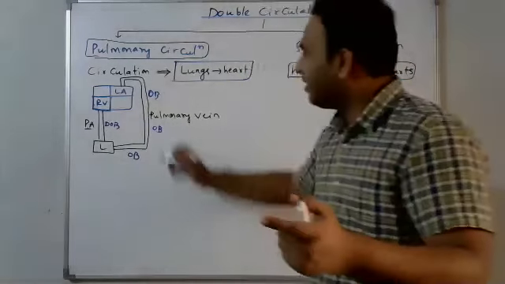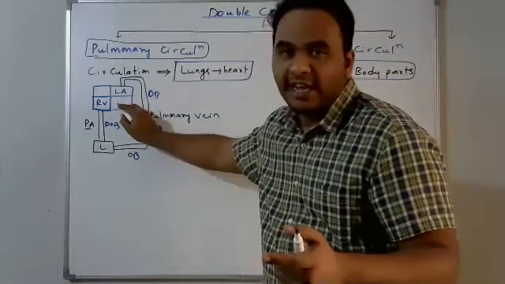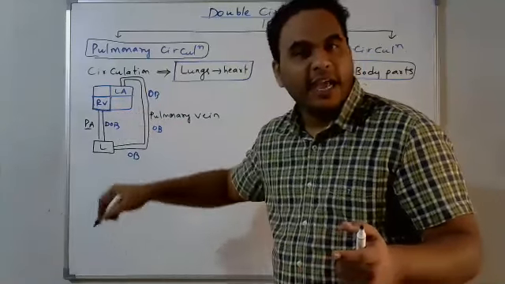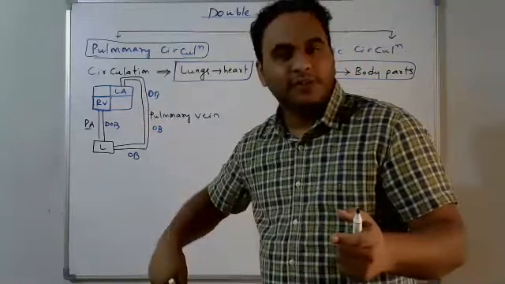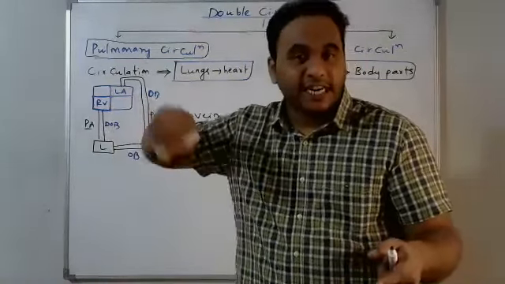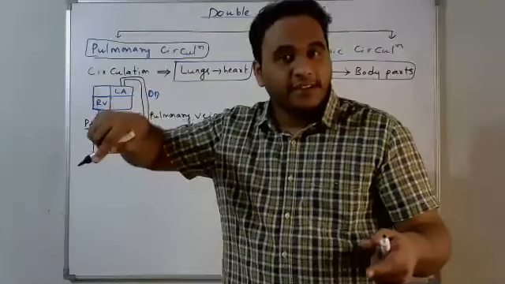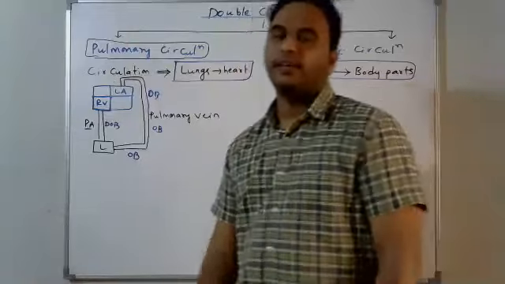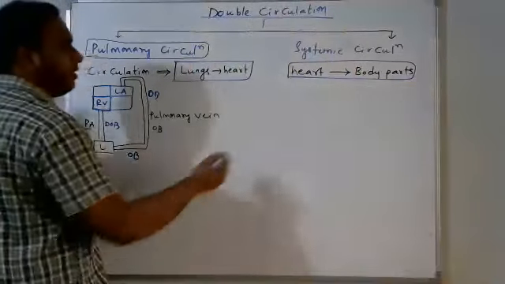You can guess. Left ventricle, aorta, arteries, arterioles, capillaries, tissues, and again from the tissues, deoxygenated blood, venules, veins, vena cava, and right auricle. Got it? Very simple. Okay, I will draw the flowchart.